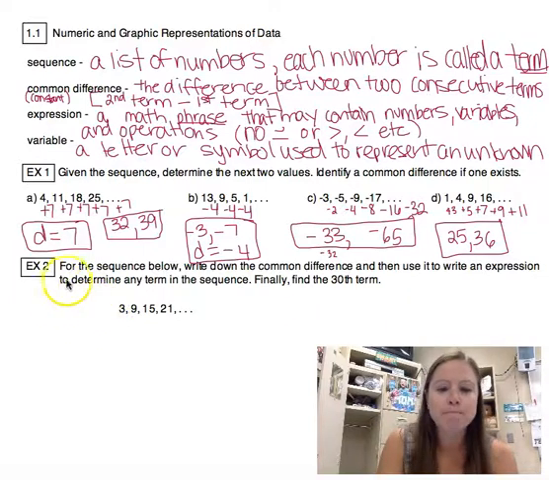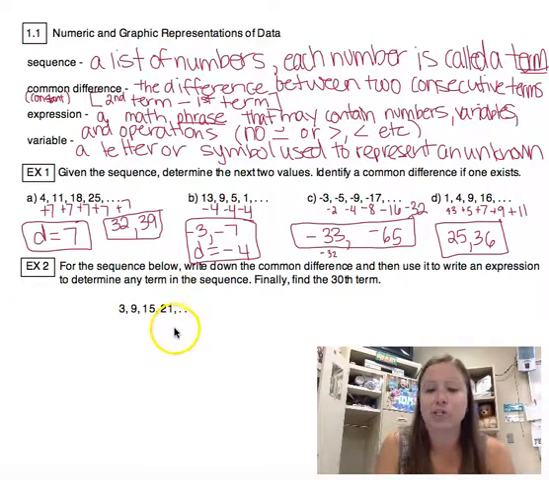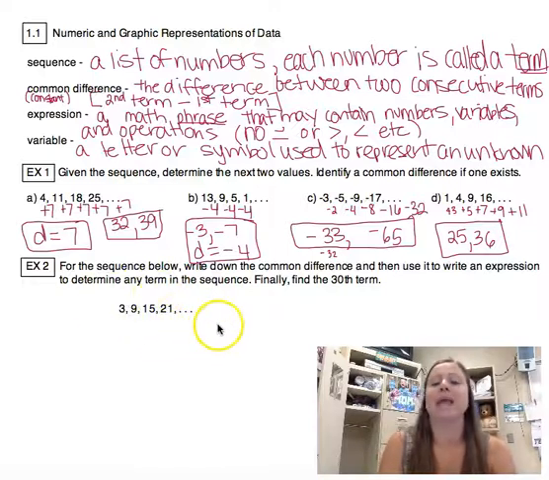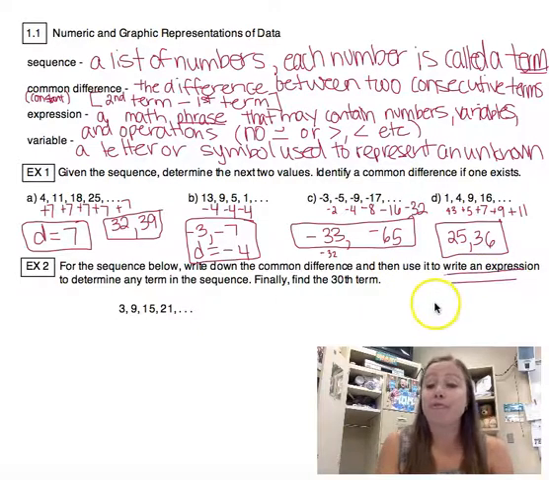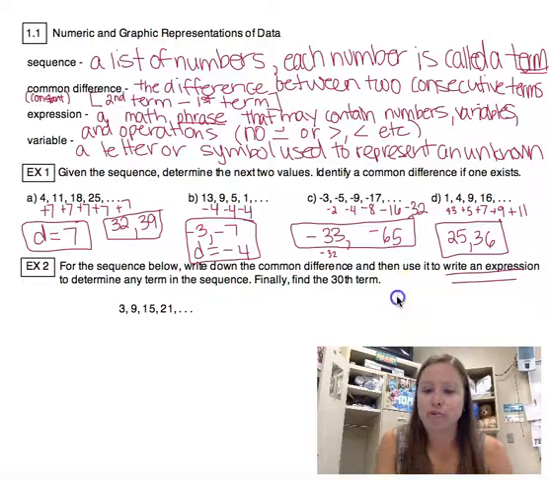All right, last one. For the sequence below, write down the common difference and use it to write an expression to determine any term of the sequence. Finally, find the 30th term. So first thing I want to tell you is that if you're writing down a common difference, then that means that the sequence is arithmetic, which means that there is a formula that we can use to write the expression. The formula is first term plus common difference times n minus 1, where n stays your variable.